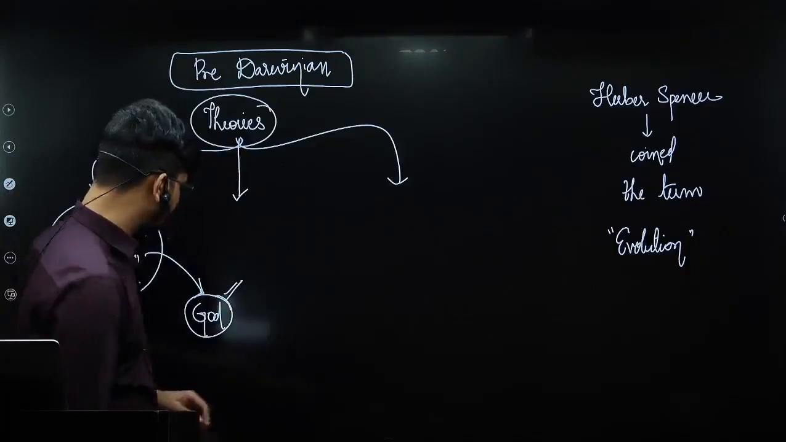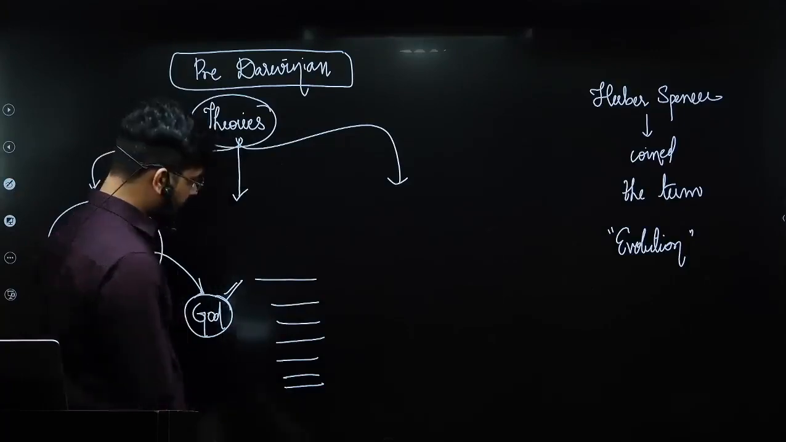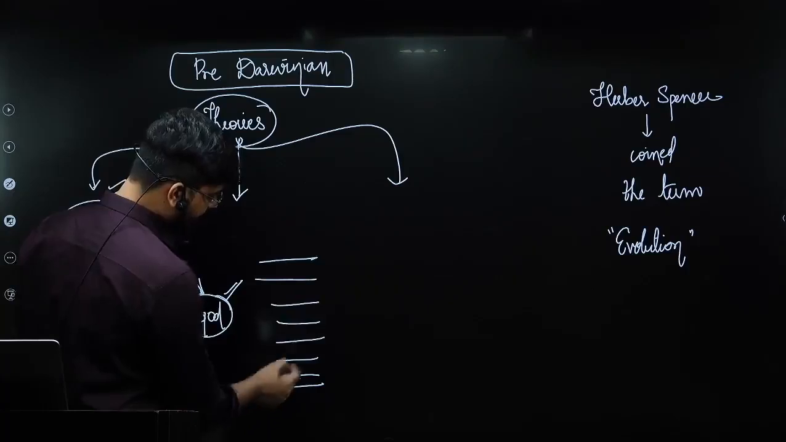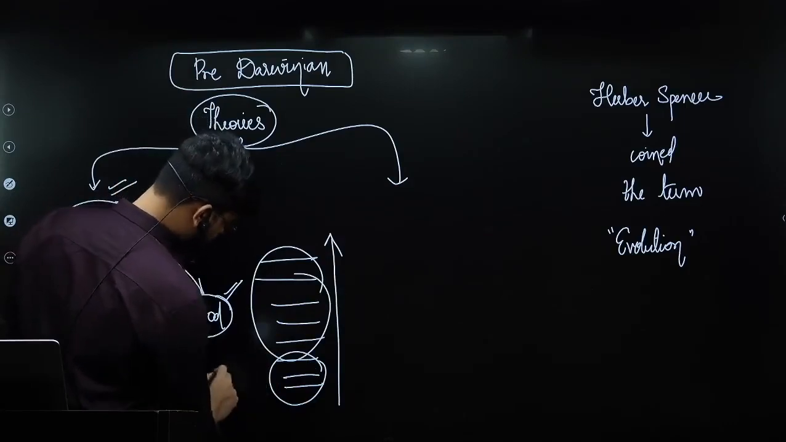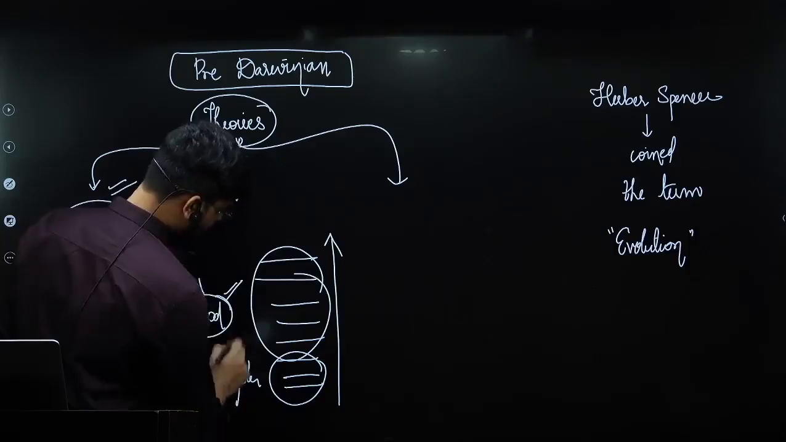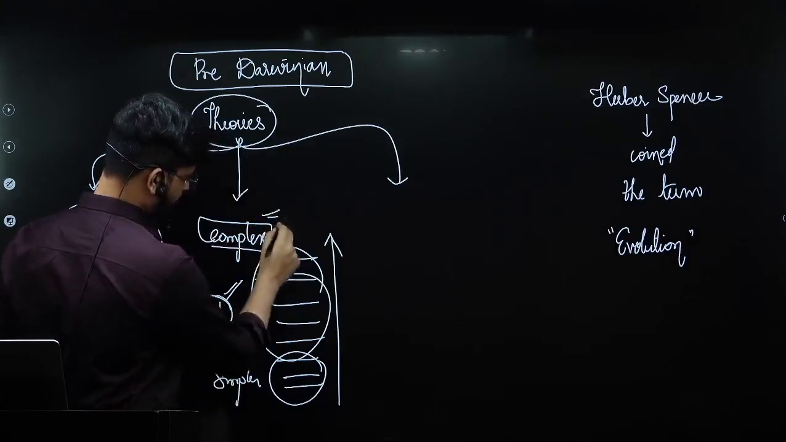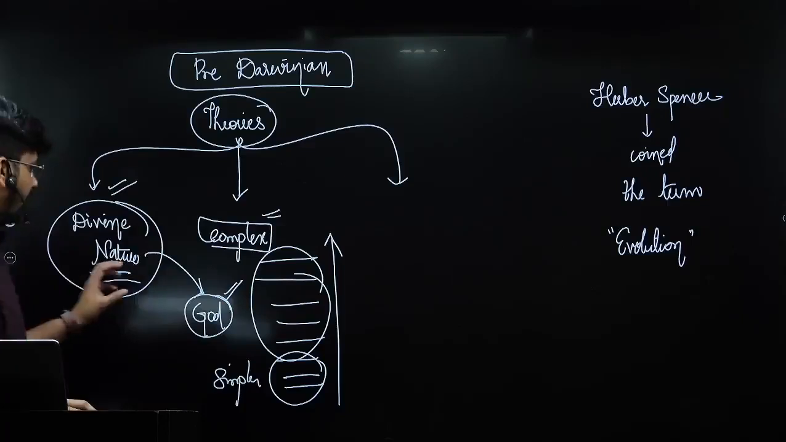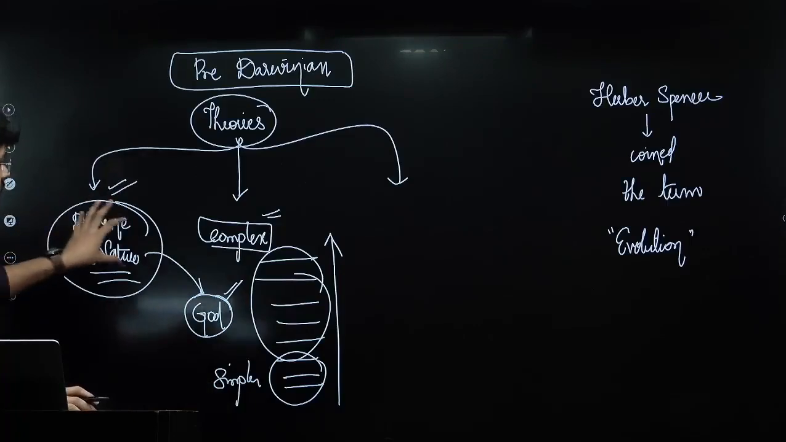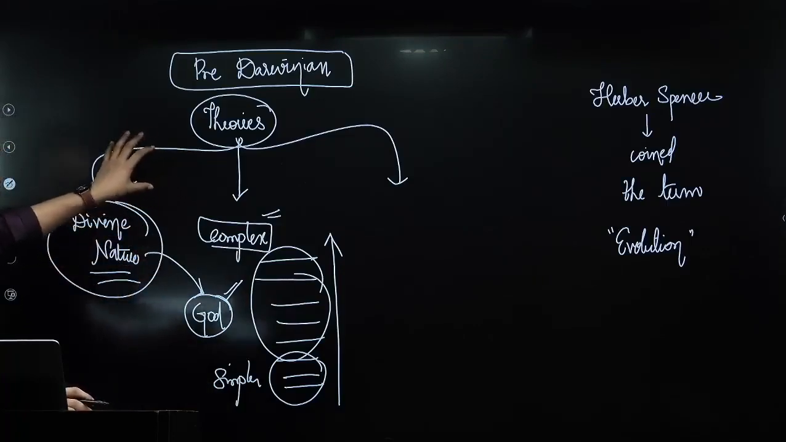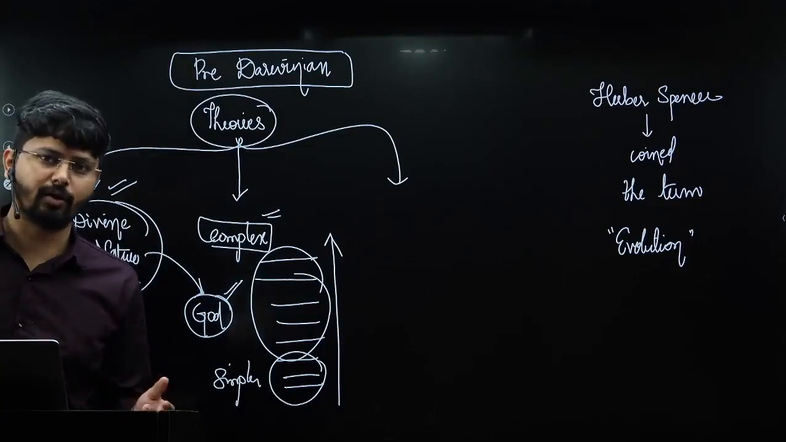Scale model means he has arranged the organisms in increasing order. Okay, he has said things have moved from simpler forms to complex. So we have moved from simpler form to complex forms. This is the scale model given by Aristotle. Okay, and at the same time there are various people. So this first theory is known as the theory of divine nature, or divine origin.